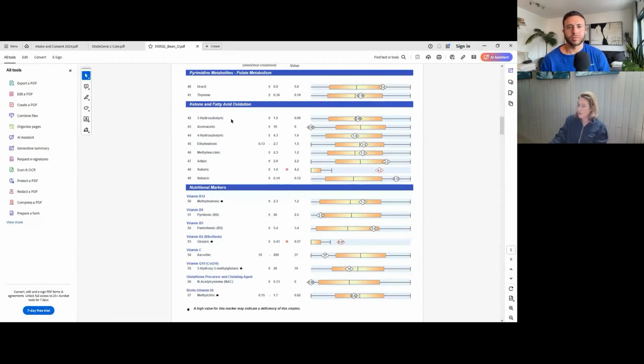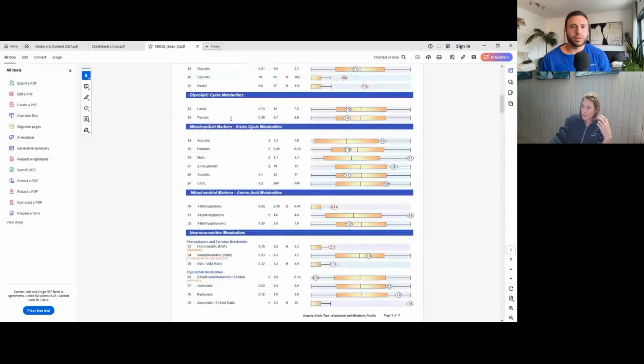But if it was high and you were not doing a keto diet, then I'd be thinking, okay, there's some kind of ketoacidosis going on. And that would maybe not be a good thing. It may be that there's some insulin issues or blood sugar issues going on, right? And then you'd want to take blood glucose and measure that with these markers.